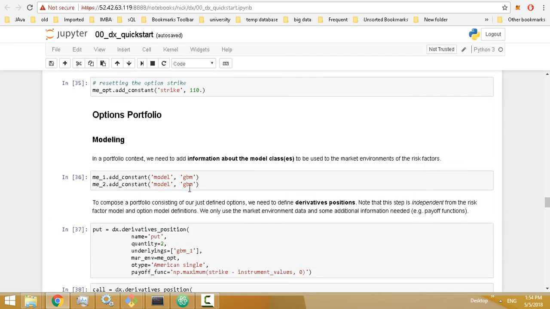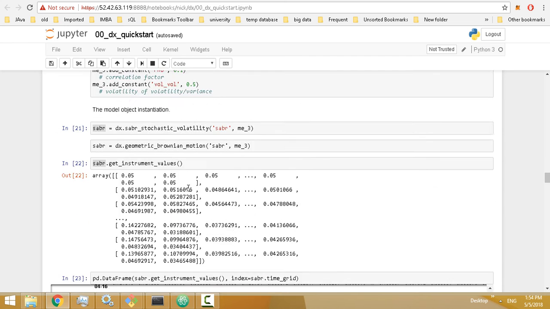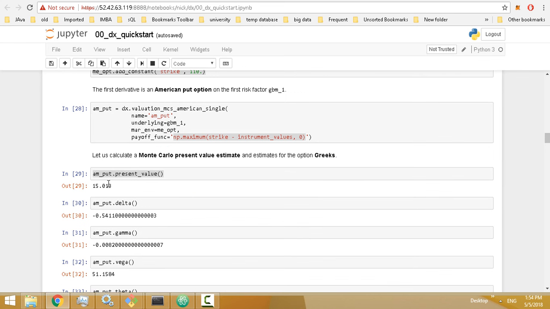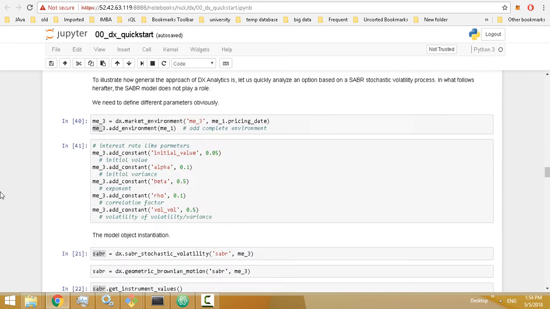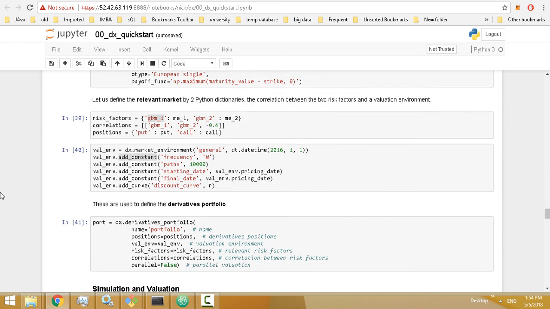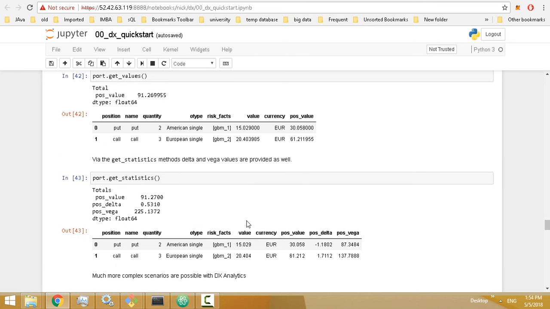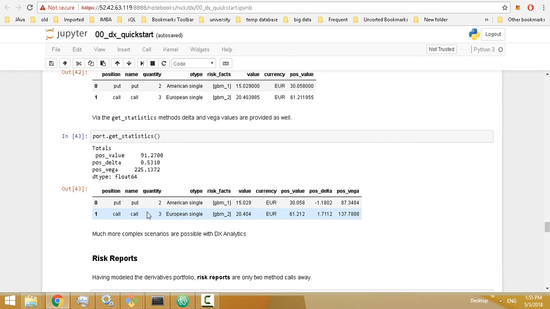And let me go back here and see if I can get you the same before we run that. So you see here the present value is 15.013, and you would see that 15.013. So that's the same value of the call and the put option, and similarly here it's 20. And then we have the position value statistic, which is 91, which is the sum of these two, position delta and position vega.